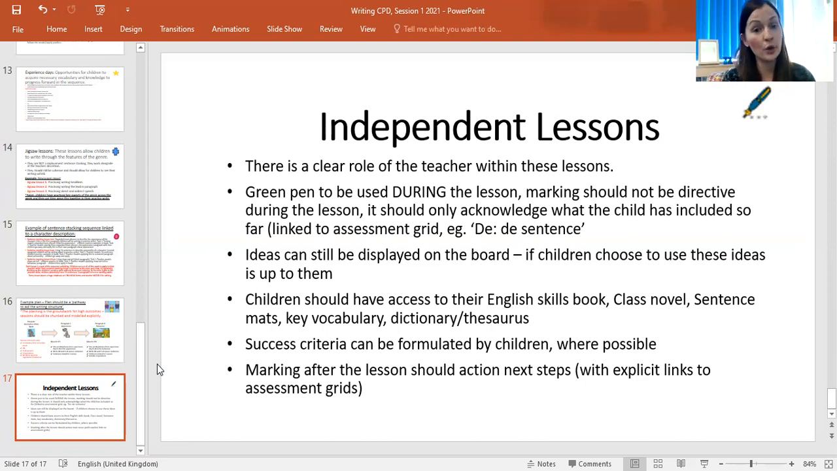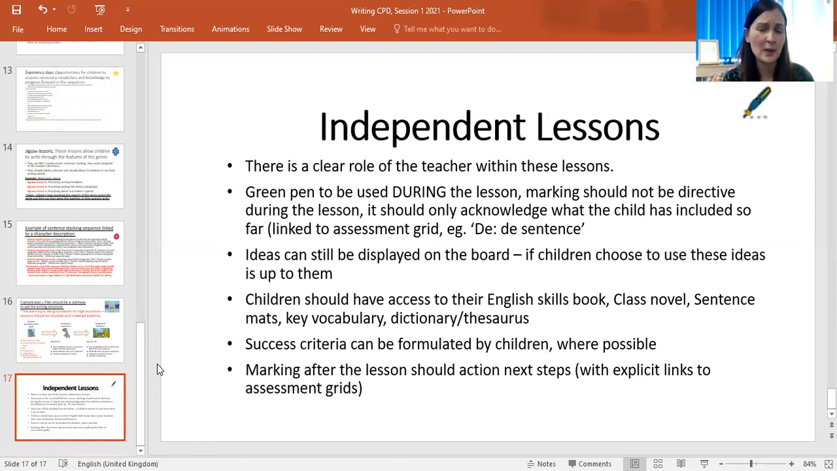And then obviously at that point, at the very end of the piece, the marking can become directive. So actually next steps, which I'll link to the assessment grid. So within this character description, you used a range of figurative language. Next time, colon for clauses, or whatever it is that is that child's next step.